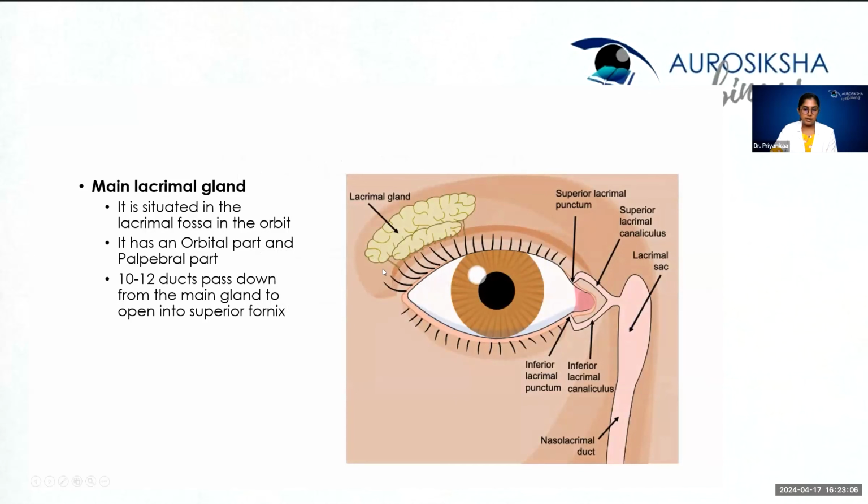The main lacrimal gland, as you can see in this picture, is located in the lacrimal fossa in the orbit. Consider this as the margins of the orbit. So this is the roof of the orbit, there is a fossa in which the lacrimal gland is situated. It has two parts, the orbital part and the palpebral part. The part which is present near the bone of the orbit is called the orbital part, and the part which is present near the eyeball is called the palpebral part. And there are many ducts, around 10 to 12 ducts, which pass from the lacrimal gland and through which the tears are secreted and open into the superior fornix.